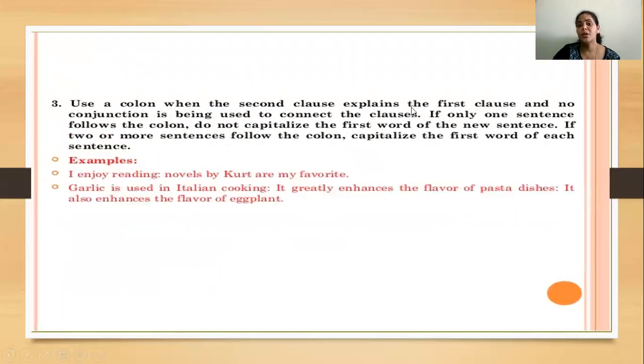Use a colon when the second clause restates the first clause and no conjunction is being used to connect the clauses. For example, I enjoy reading. What do you enjoy reading? It is connected with the first clause, that is, the novels by Kuth. So if it is only one particular sentence you're explaining which is connected with the first clause, we do not use a capital letter. But just see this example. If the clause is being connected with two or more sentences, in such cases, the first letter of each sentence should go with a capital letter. So this is very, very important, students.